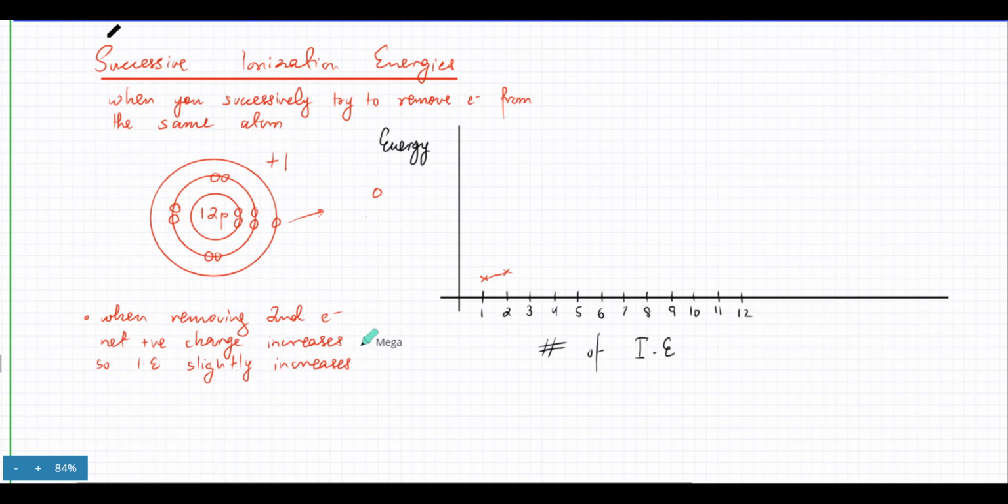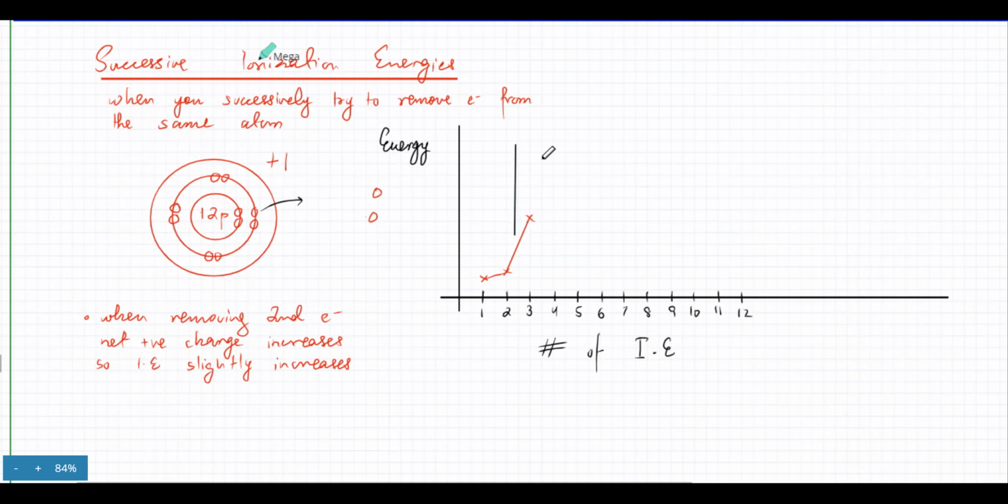So we're going to try and remove the second electron. That's gone. So now we're trying to remove the third electron. Now, all of a sudden, there's going to be a drastic increase in ionization energy. There's going to be a very drastic jump in ionization energy, and we're going to discuss why, because all of a sudden the third electron is very close to the nucleus.